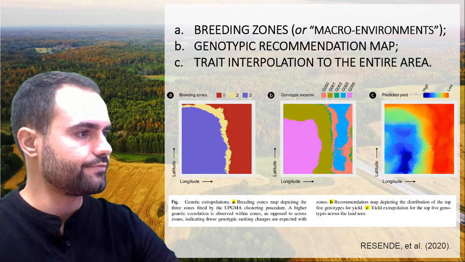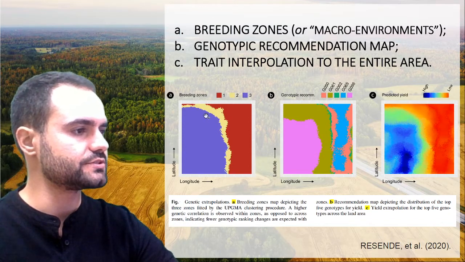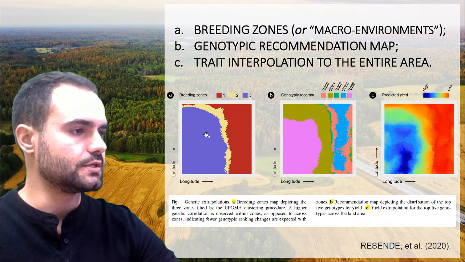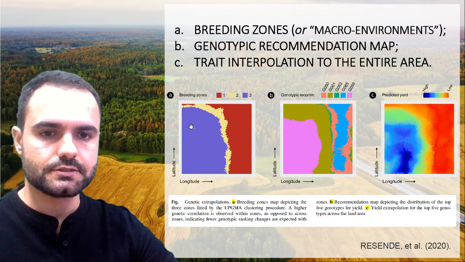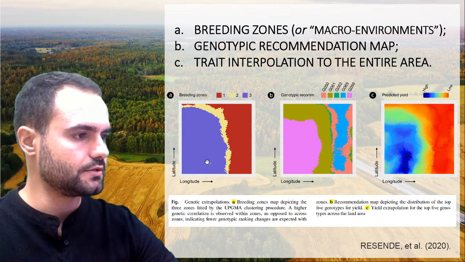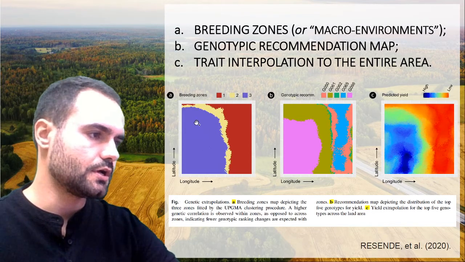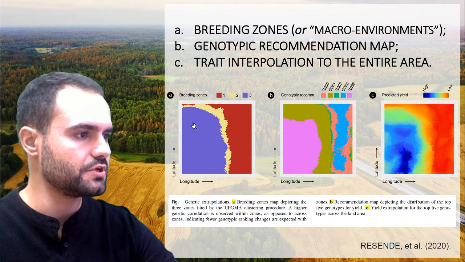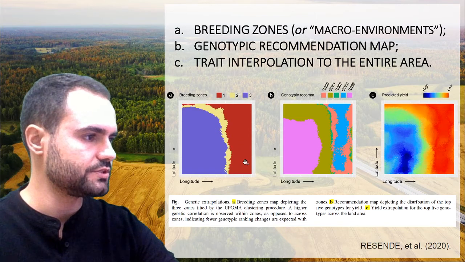So here are the first results, parts A, B, C. The first is the breeding zones, also called macro environments. I mean, here is an area that minimizes the G-by-E interaction effects. A single genotype planted here, you will have a similar behavior here or here or here, and so for this zone and so for this zone.